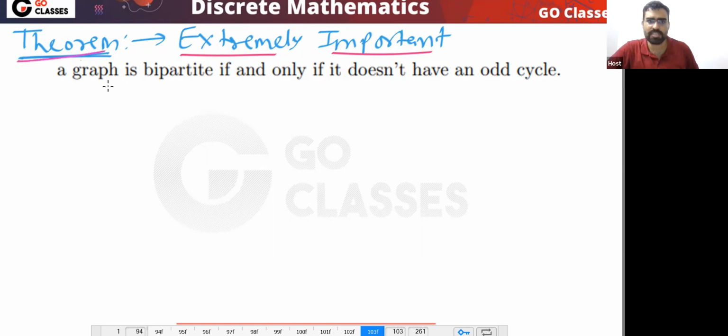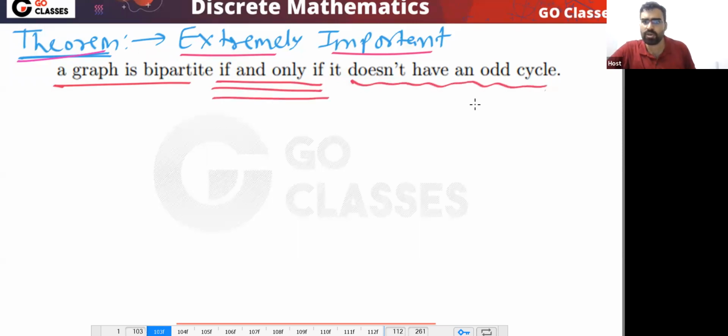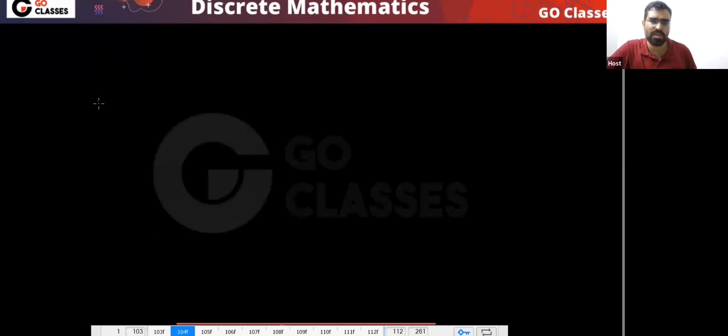So this theorem is very important, and let me just tell you the idea of the proof. The idea is like this: a graph is bipartite if and only if it doesn't have an odd cycle. Remember, this is an if and only if theorem. It doesn't have an odd cycle.